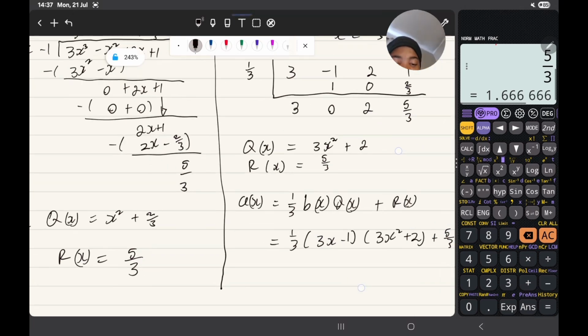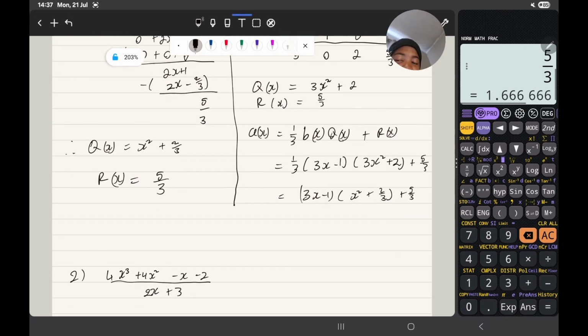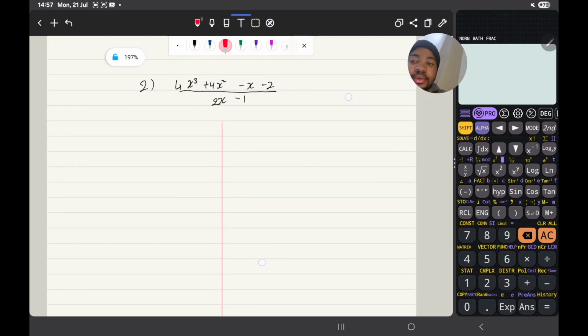So we multiply by 1 over 3, right? So let's multiply this bracket. We get 3x minus 1, we get x squared because the 3 cancels, then we got 2 over 3, right, plus 5 over 3, right? So then you see that these match, right? Yeah, let's continue.